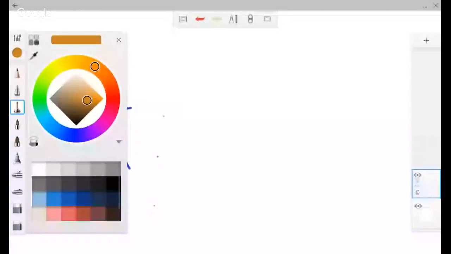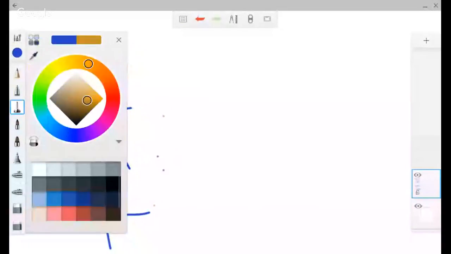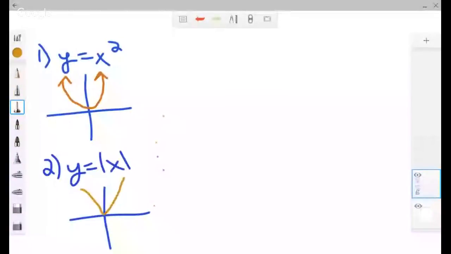So if we have that, the absolute value, the way I remember that is absolute value starts with a V, right? So that's the one that gives me the V shape.